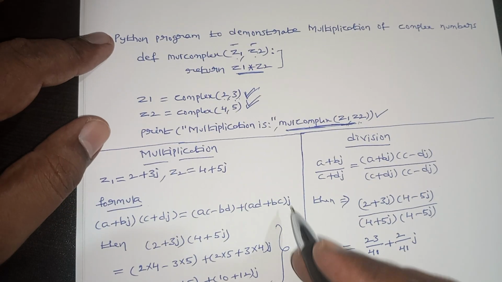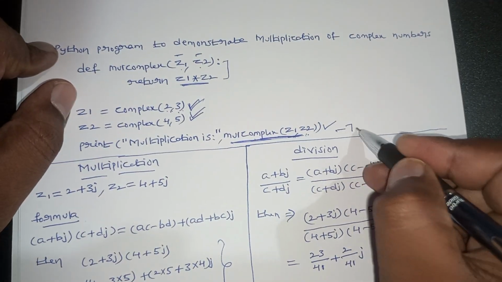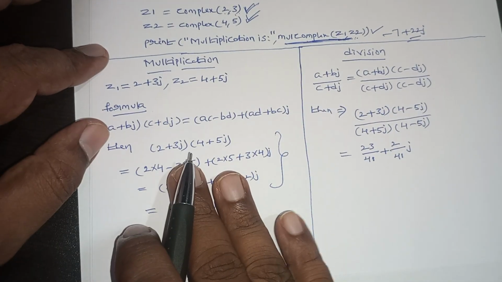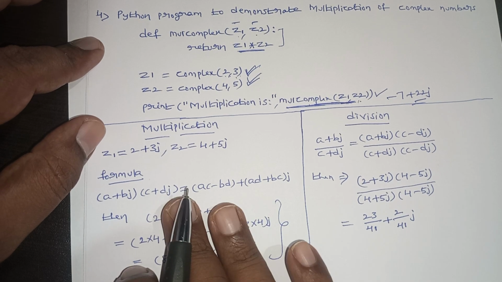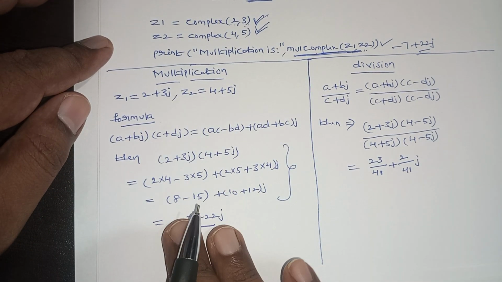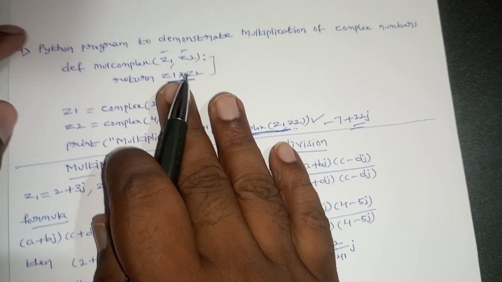That I am printing. Multiplication, what will be the answer? Minus 7 plus 22j, from this formula. In the program you don't write this; simply run the program. If you want to know how the multiplication is happening, you do this. Now, coming to the same program, I am updating it.